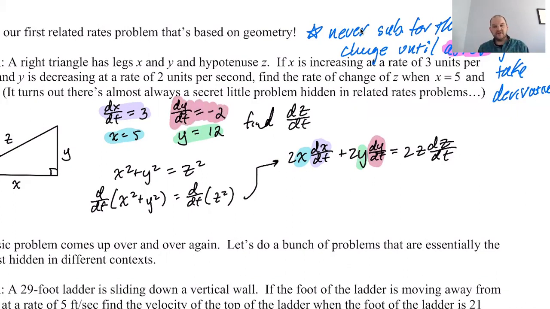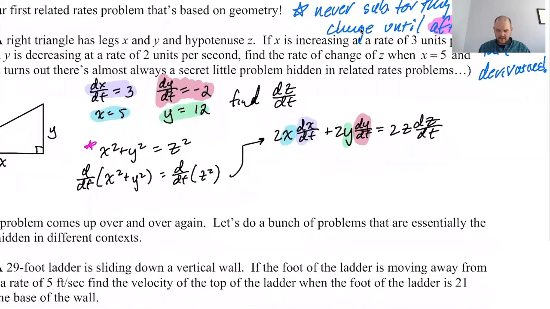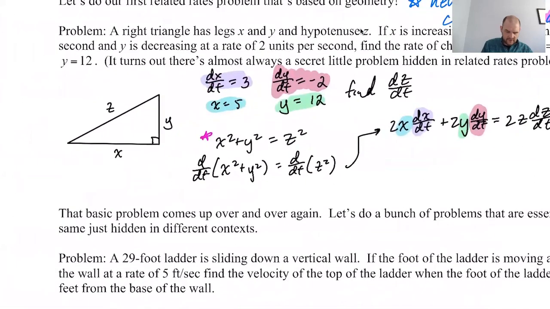What we don't currently know is what z is, but since we do know that x squared plus y squared equals z squared, I can work it out. 5 squared plus 12 squared equals z squared. So z is 13. That's 5, 12, 13.